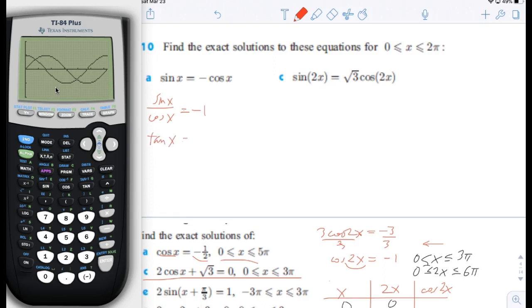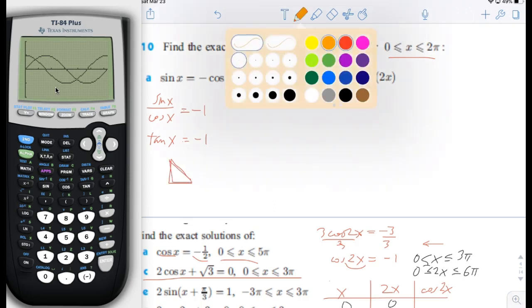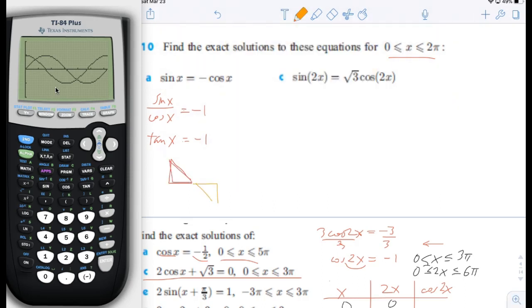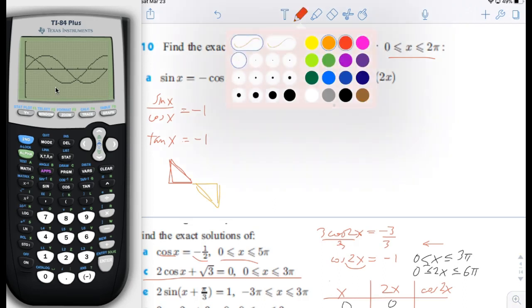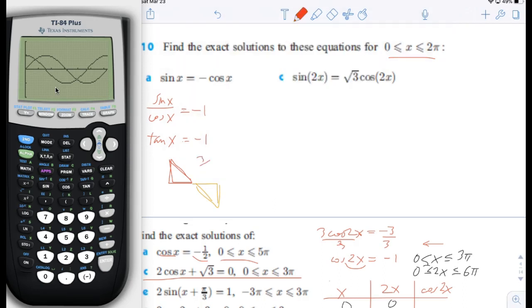So we have tangent of x is equal to -1, and we can solve that problem, especially between this domain, right? There's two triangles that have a tangent of -1. There's this triangle, and there's this triangle, okay? So the red triangle has an angle of 3/4 pi, 135 degrees, and the orange triangle has an angle of 7/4 pi. So those are the two solutions for this.